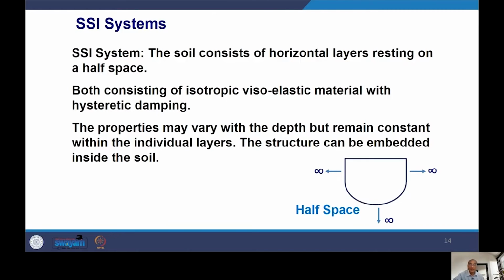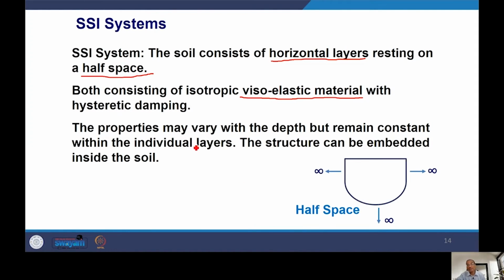And once you have this here, you have horizontal layers on half space. There are two components. One is horizontal layers; soil will consist of a number of layers on a half space. And both consist of isotropic viscoelastic material with static damping. So here it is assumed that the horizontal layers as well as the half space consist of viscoelastic material, and in both cases we consider static damping.